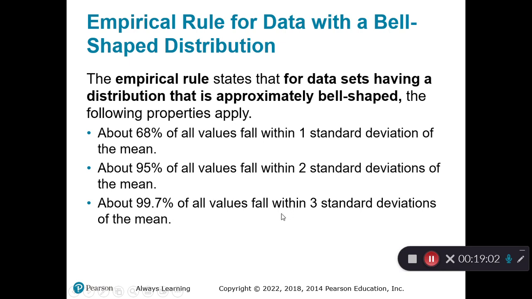And finally, if we extend out further, 3 standard deviations to the right and to the left of the mean, we have a much wider window. Now we expect to have almost all the data. Approximately 99.7% of all the data values would fall within 3 standard deviations of the mean.